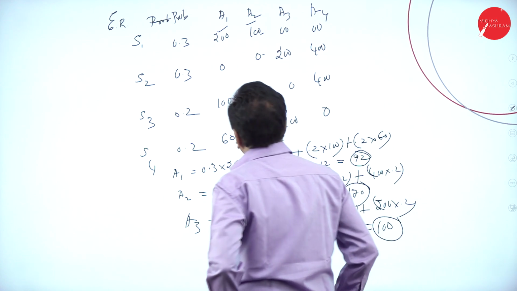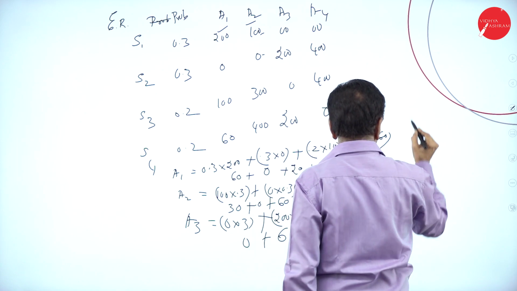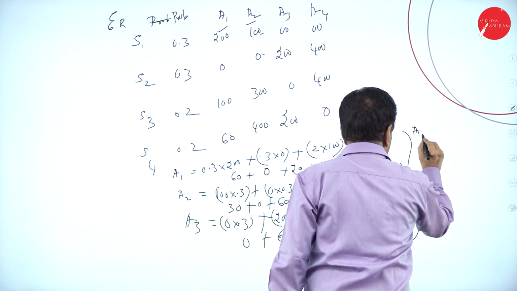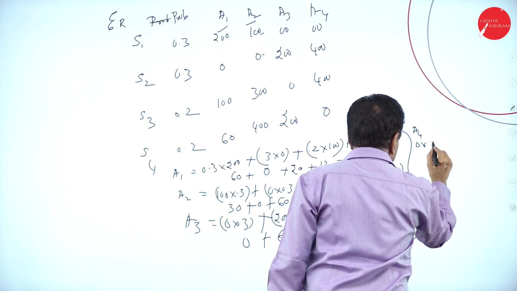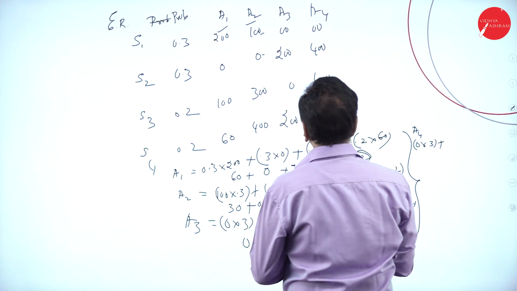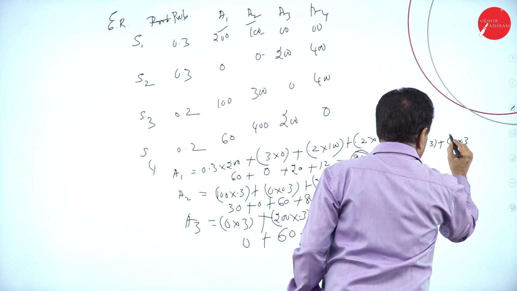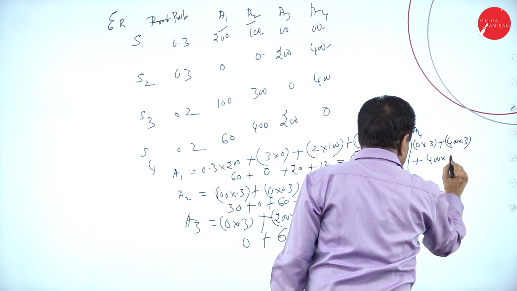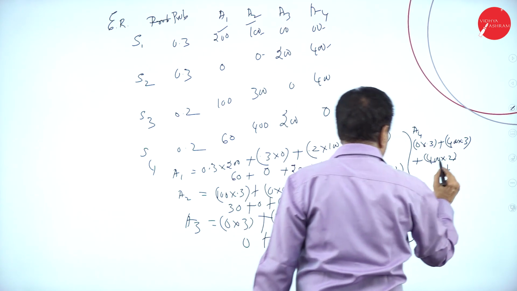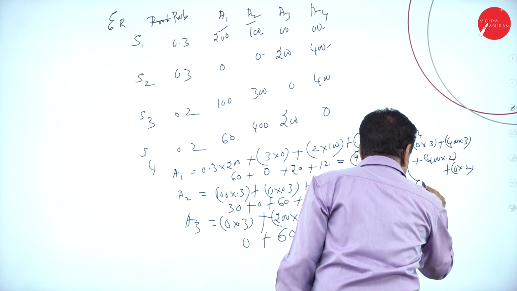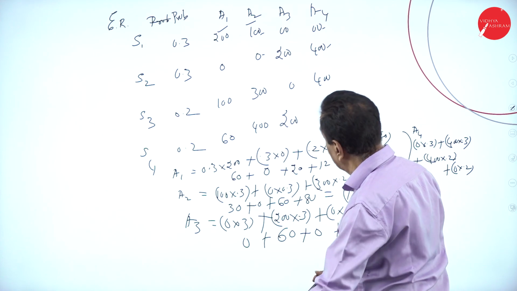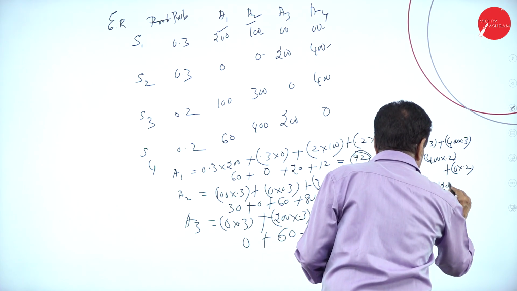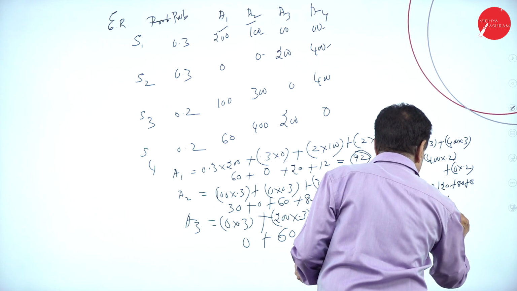Last one, A4. 0 into 0.3, plus 400 into 0.3, plus 400 into 0.2, plus 0 into 0.2. This is 0. 400 into 0.3 is 120, plus 80, plus 0. This is 200.